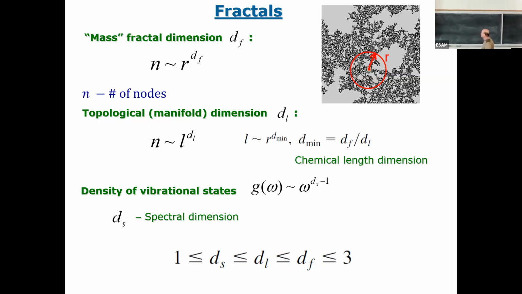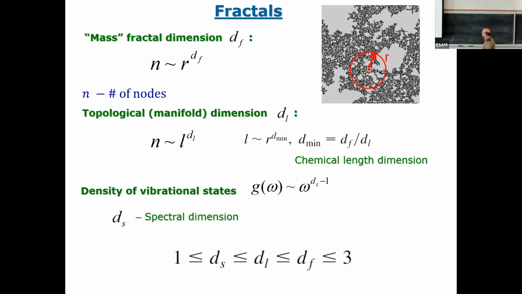And if you don't know, you can, for example, measure it if you look at the chemical length. The scaling between L and R defines the chemical length dimension. So you're looking for the shortest path along the manifold between two points. This is L. And once you have this d_min, then this is the relation between d_L and d_F. Now, okay, it's decades of work and this kind of stuff.